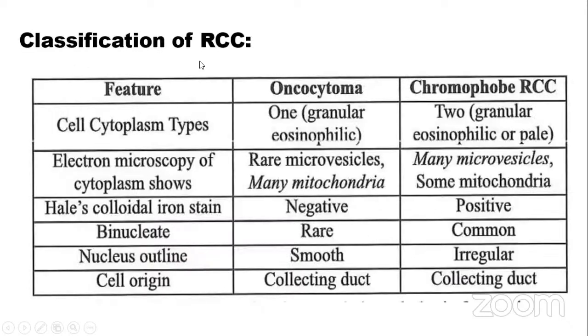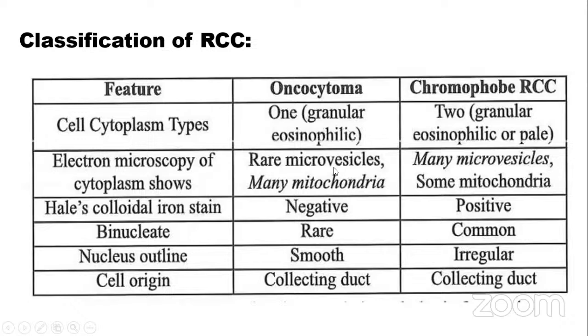Here we have the classification of RCC. We have cell cytoplasm type, electron microscopy, Hale colloidal iron stains, binucleate cells, nuclear outline, and cell origin of each of these. We have oncocytoma and chromophobe RCC. The oncocytoma cell cytoplasm type is granular eosinophilic. Chromophobe RCC has granular eosinophilic or pale cytoplasm. This is a two-cell neoplasm, but the oncocytoma has one cell cytoplasm type.